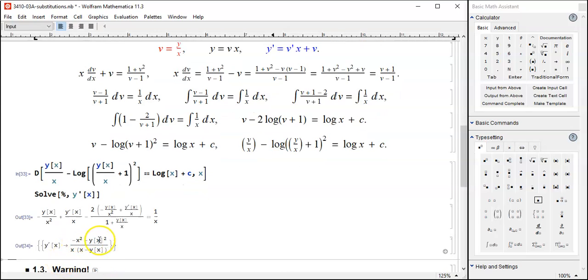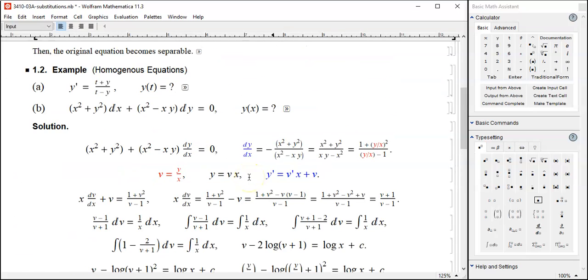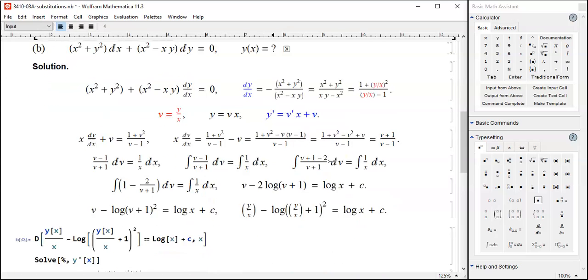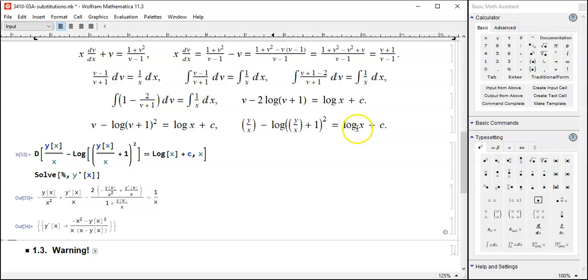Negative of x squared minus y squared over x squared minus xy. Is that what we have over here? Indeed, yes. Well, actually, same as this one. If you simplify by taking negatives of both numerator and denominator, we get that. Yes, everything fits, and this is correct.